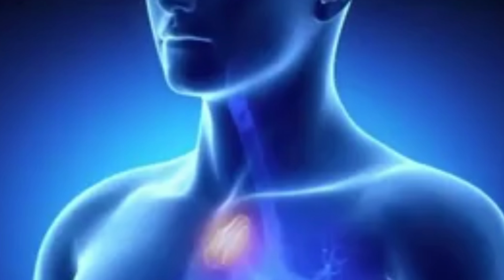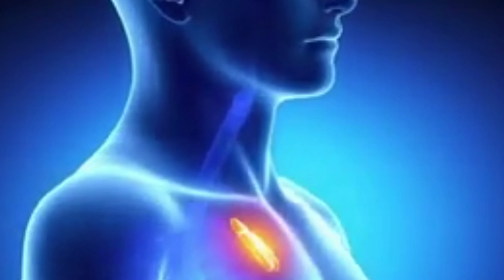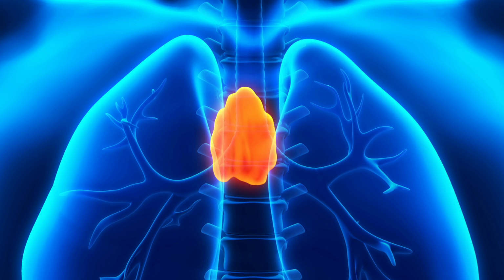The last endocrine gland in today's video is the thymus gland. It is a lymphoid gland that plays an important role in the development of immune system. It originates from the endoderm of the embryo. The location of the thymus gland is on the dorsal side of the heart and the aorta.